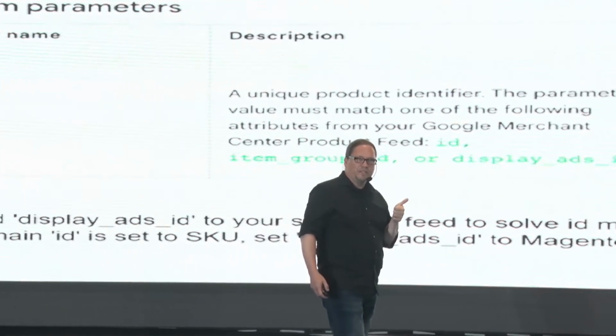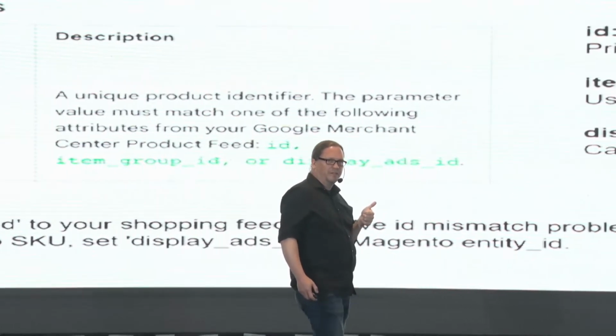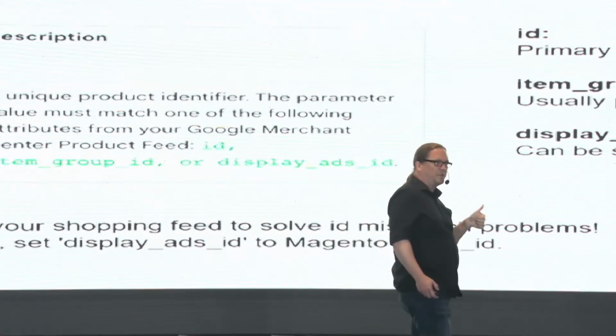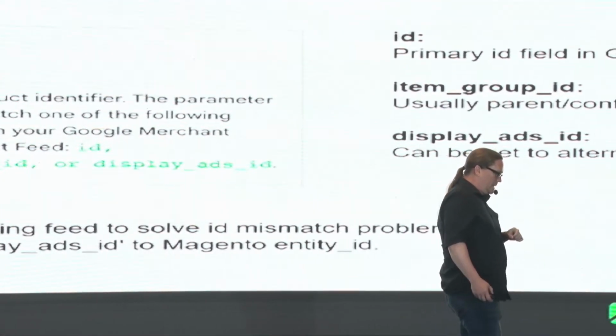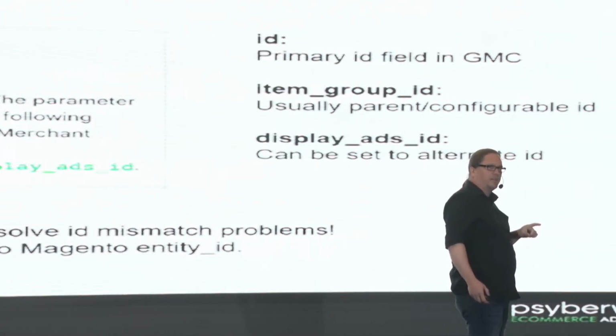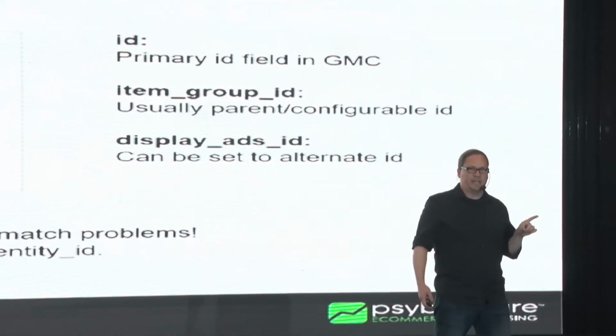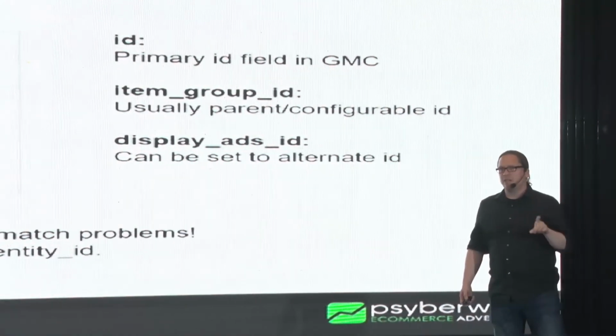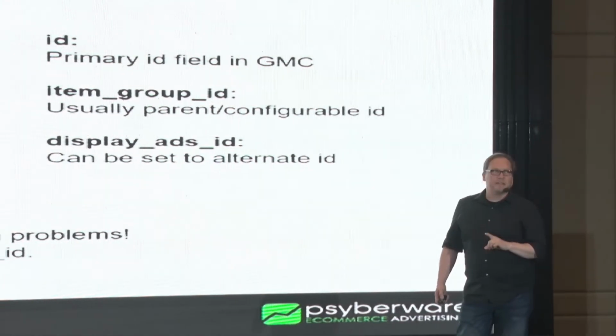The SKU is a unique attribute in Magento. Every product has a unique SKU. But also every product has the database entity ID. And in different contexts, it might be easier to use one versus the other.